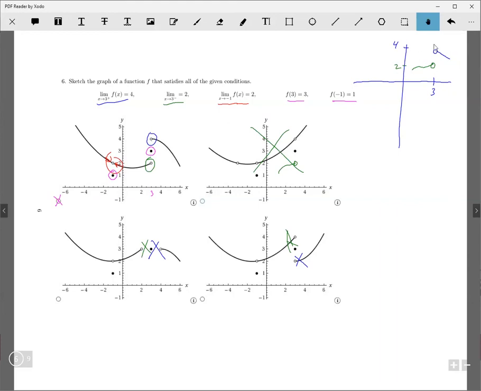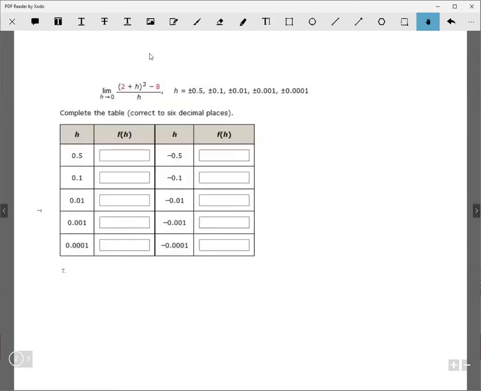We could, like this one I'm starting to construct here looks very different, right? I could make that work. Okay. So let's go to the next one. This is number 7. You're looking at the limit of a difference quotient.